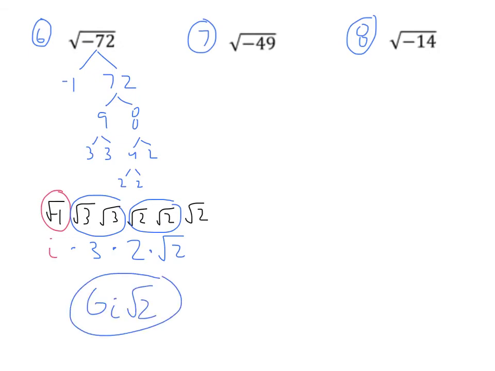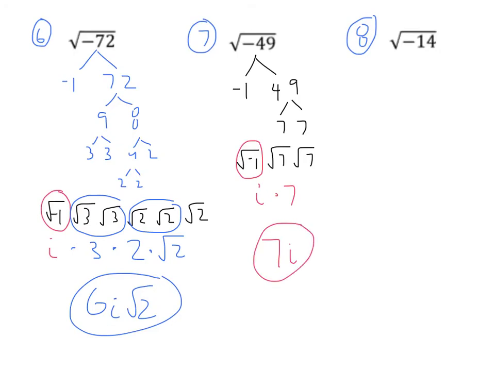Okay. All right, number 7. This one, if I factored it, it's negative 1 times 49, and this is 7 times 7. So this is the same thing as the square root of negative 1 times the square root of 7 times the square root of 7. And the square root of negative 1, we call that i. And radical 7 times radical 7 is 7. So i times 7, or 7i.